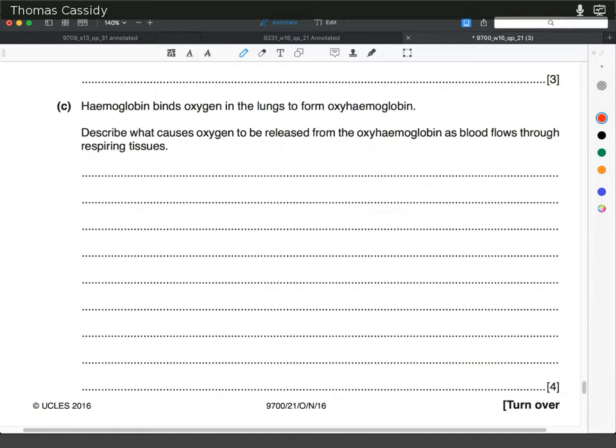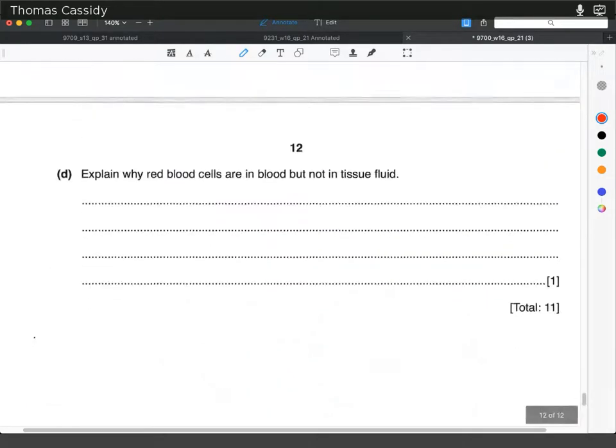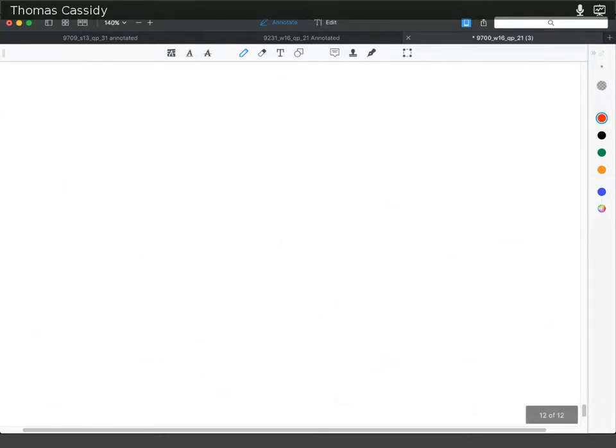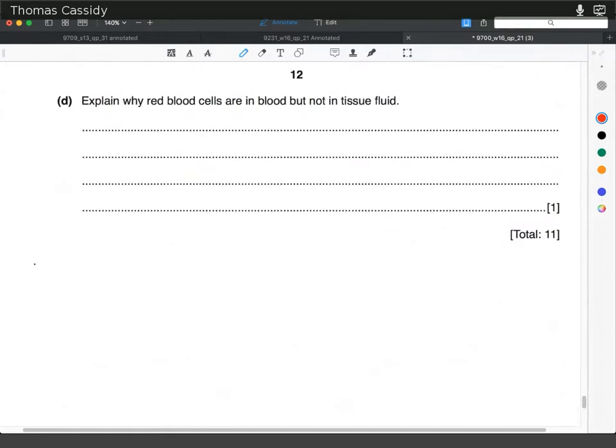And then, where's the pen going? Okay. One final question to finish off. It's just a simple 1 mark. Explain why red blood cells are in blood, but not in tissue fluid. Simple answer being that they're too big.